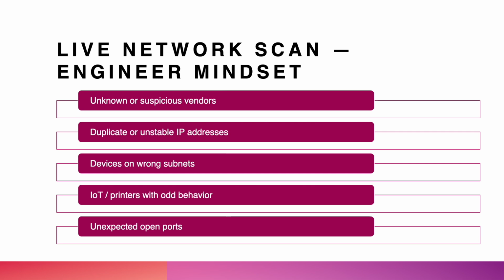Fing scans the subnet in real time and updates the results as devices appear or disappear. So if there is a duplicate IP or unstable IP issues, or the IP pool is full, or any conflict with the IP, you can figure it out. If a few IoT devices or printers are behaving oddly, or there are unexpected open ports, those are the things that would help you identify and then fix it.